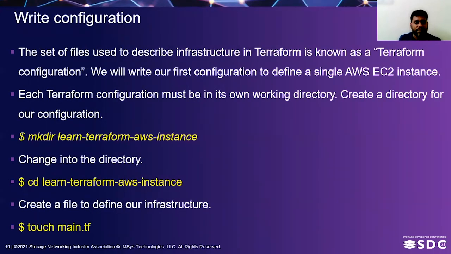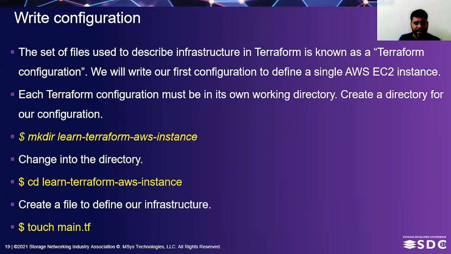Once we have done all the pre-configurations, installation, and initial settings, we are going to write the configuration. The set of files used to describe infrastructure in Terraform is known as Terraform configuration. As I already mentioned, today we are going to see how to deploy an AWS EC2 instance. So we are going to write our first configuration file to define a single AWS EC2 instance. Each Terraform configuration must be in its own working directory.